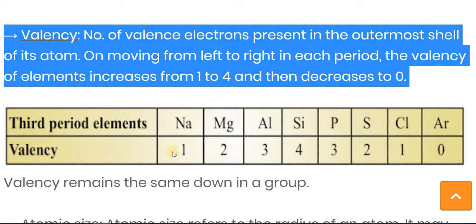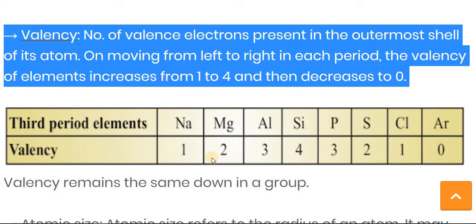So here you can see, moving from left to right, 1 electron is added. Same like aluminium, having atomic number 13, so the arrangement of electrons is 2, 8, 3. Same, silicon 14, so 2, 8, 4. Here you can see 1 electron is increased till silicon, and then after it is decreased to 0. 1 electron is decreased each time until it reaches 0.